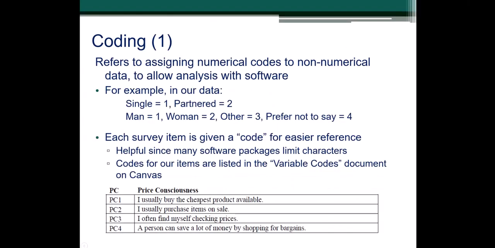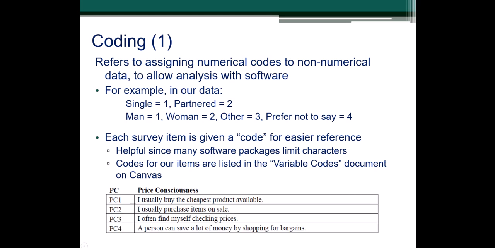During this stage, we also go through and do what's termed coding. Coding just refers to assigning numerical labels to non-numeric data. And that's often necessary because a lot of data analysis packages will only work with numerical data rather than text data, which is often called string data within these packages. And that's a good thing because people will often, when entering something like single or partnered across items, start to misspell it occasionally, and then that causes all sorts of problems.